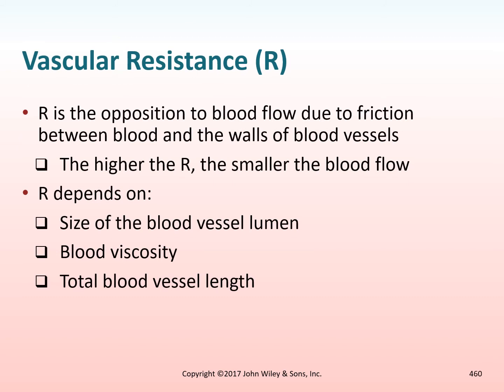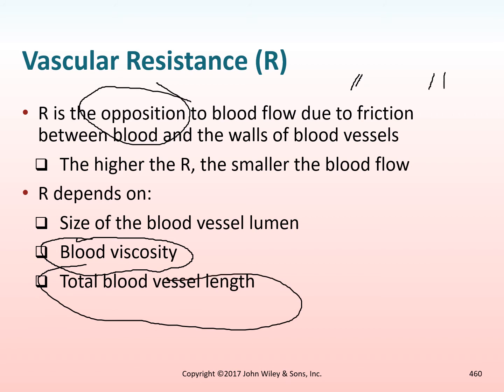The vascular resistance is the opposition to blood flow due to friction between the blood and the walls of the blood vessels. The higher the R, the smaller the blood flow. R depends on blood viscosity, like I mentioned, but also the total blood vessel length, and also the size of the blood vessel lumen, how wide the pipes are.